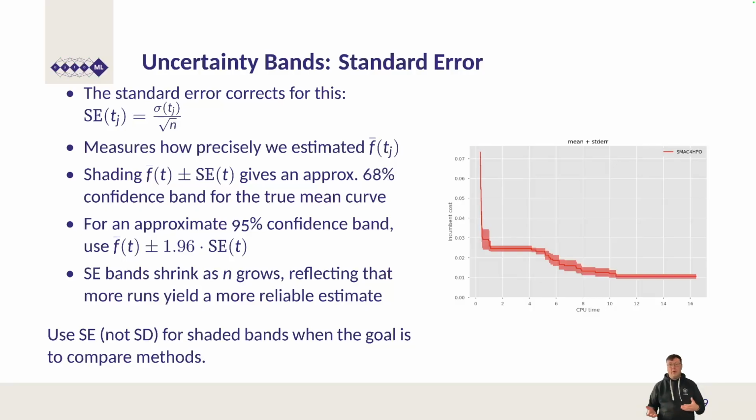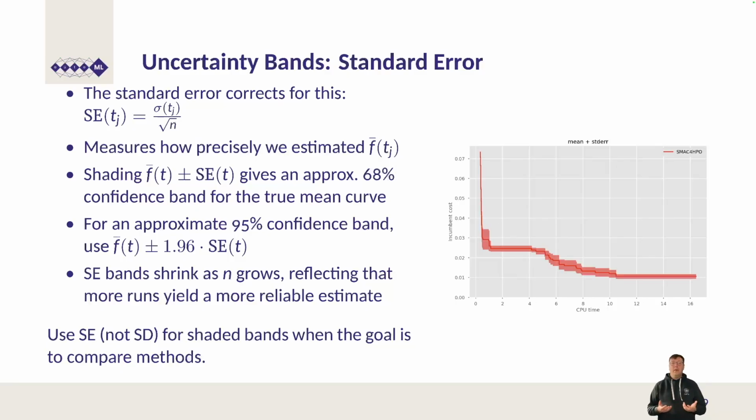With more runs, our estimate of the mean becomes more precise, and the SE band narrows to reflect this. Shading the region between the mean minus and plus the standard error gives an approximate 68% confidence band for the true mean curve. If you want a 95% confidence band, use 1.96 times the standard error instead. These are standard normal approximations, which are reasonable for moderate n.